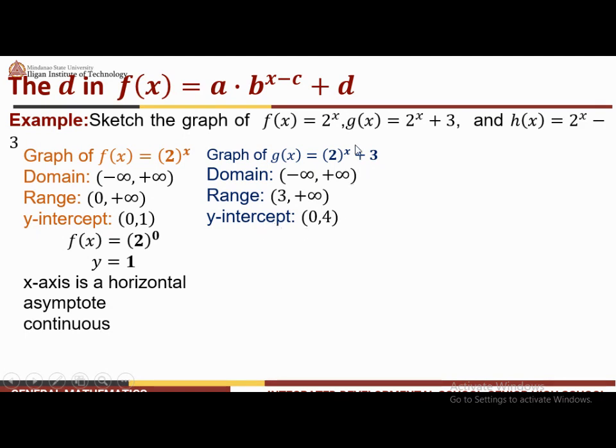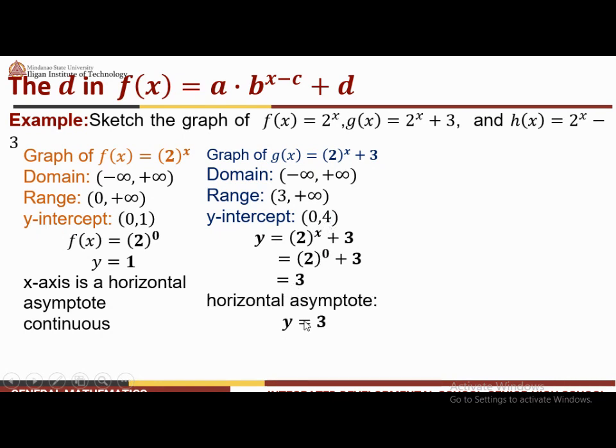For the y-intercept, what we need to do is we need only to substitute x equals 0. So, therefore, our intercept here must be equal to 3. So, therefore, this is 0, 3. 0, 3 ito dapat. So, meron lang technical error. So, ano ito dapat? 0, 3. Our horizontal asymptote, y equals 3. And it is continuous.